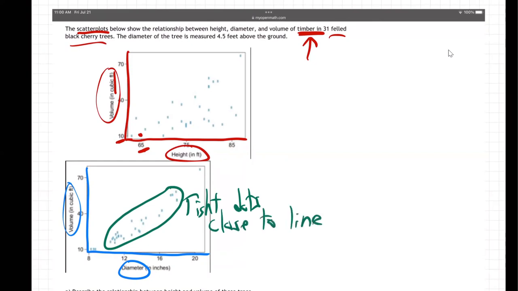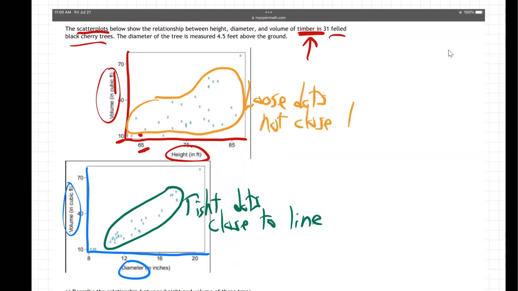Whereas these ones up here, these are loose dots, not close to a line. So we're looking for a linear relationship. In other words, we're saying, hey, for taller trees, do we get more timber? Yeah, well, the dots go up to the right, but not very tight.